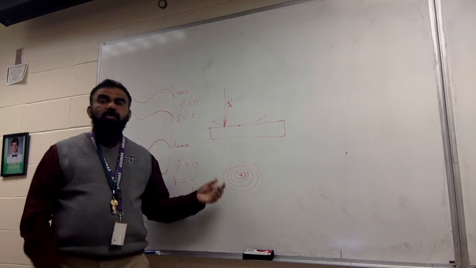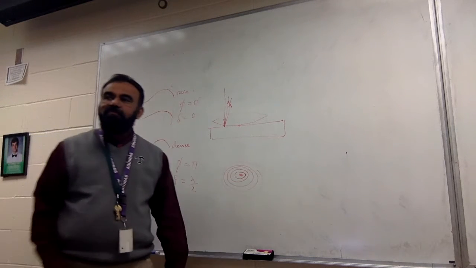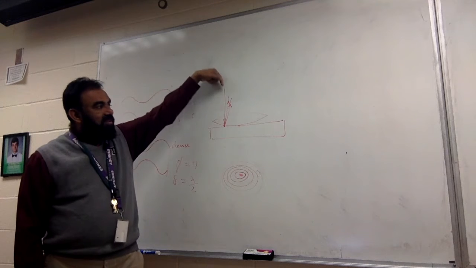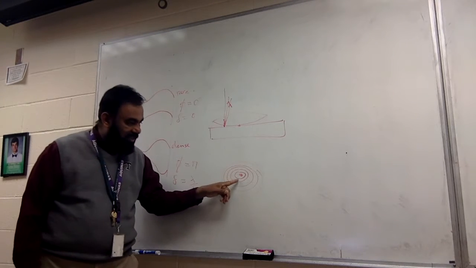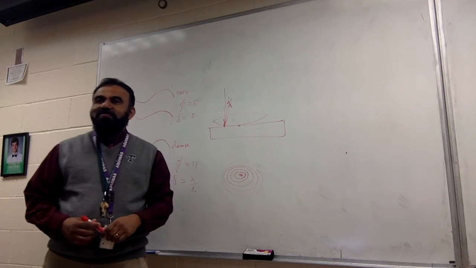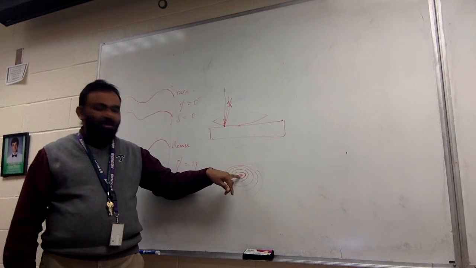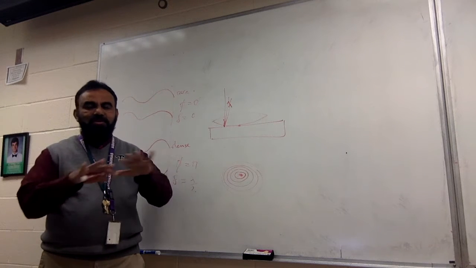Now, what will happen if you use colored light, which is white light? If you use white light instead of monochromatic light, what will be seen as rings? What will you see on the rings? Red farther away and blue closer? Yeah. So what exactly will happen? It's going to be a complex image.